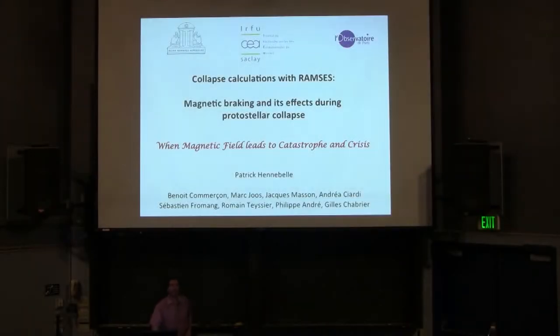Today, more or less, as an illustration of how you can use this image decodes, or RAMSES in particular, to investigate astrophysical problems. I will speak about the collapse of a dense core and try to emphasize the role of the magnetic field in this process.